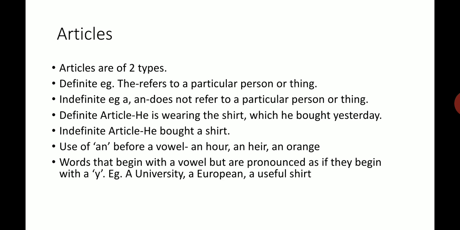For example, he bought a shirt. Now, a shirt refers to any one shirt and nothing in particular. Similarly, the example of definite article says, he is wearing the shirt which he bought yesterday. So, here the means that particular shirt which he bought yesterday. So, my dear children, this is the difference.